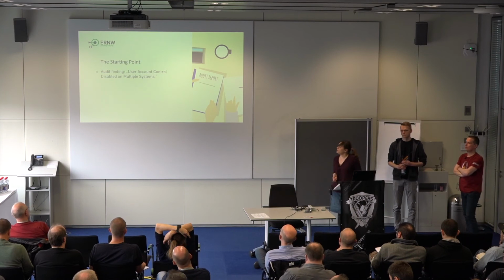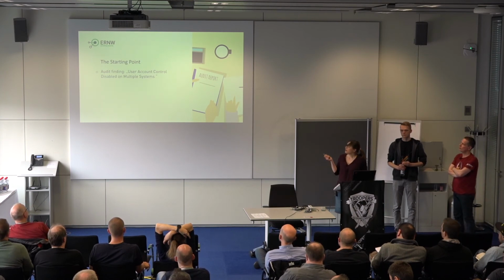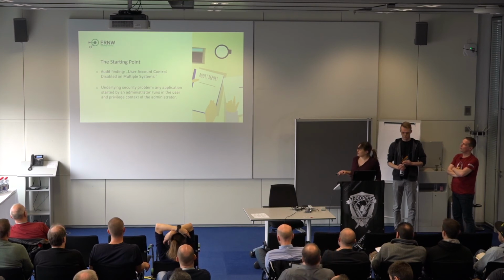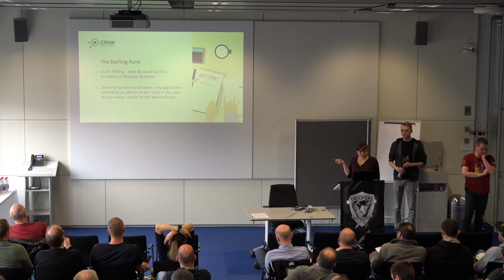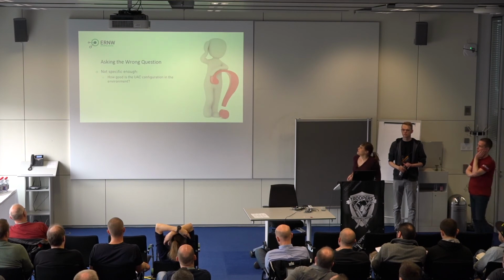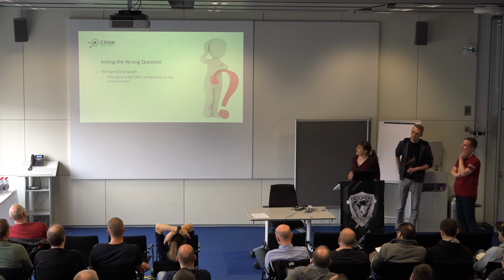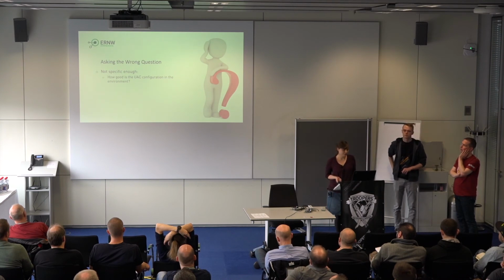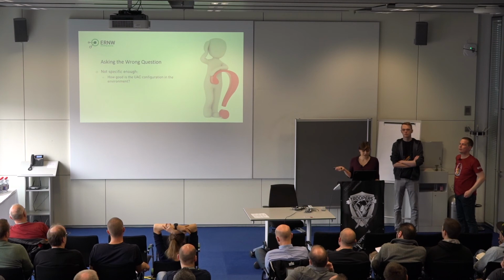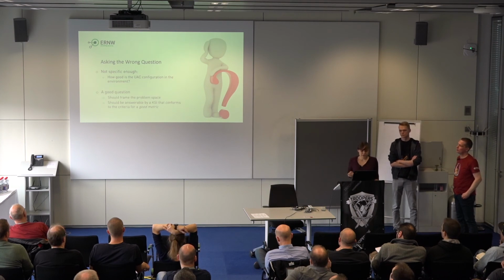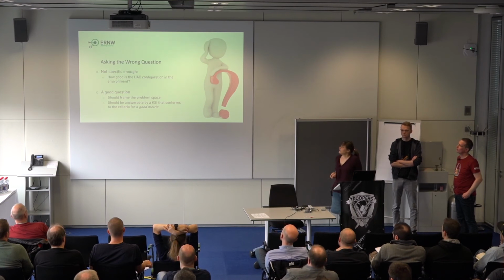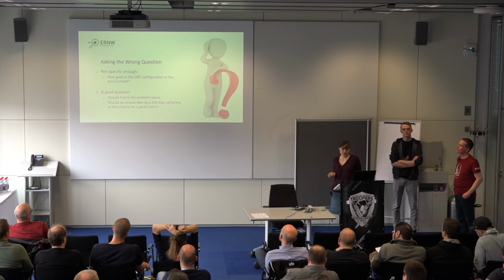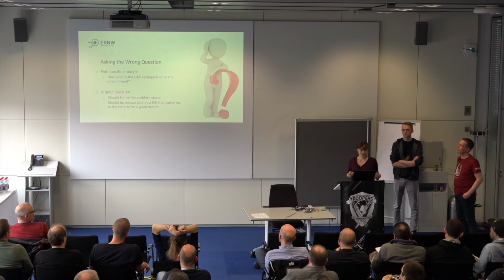So the audit finding was user account control disabled on multiple systems, which had the underlying security problem that any application started by an administrator runs in the user and privilege context of the administrator. With the audit finding, I started with the question: how good is the UAC configuration in the environment? This is not a good question because it's not specific. And a good question should be answerable by a KSI that conforms to the criteria of a good metric. But you cannot put any measuring unit after an answer to how good is it.